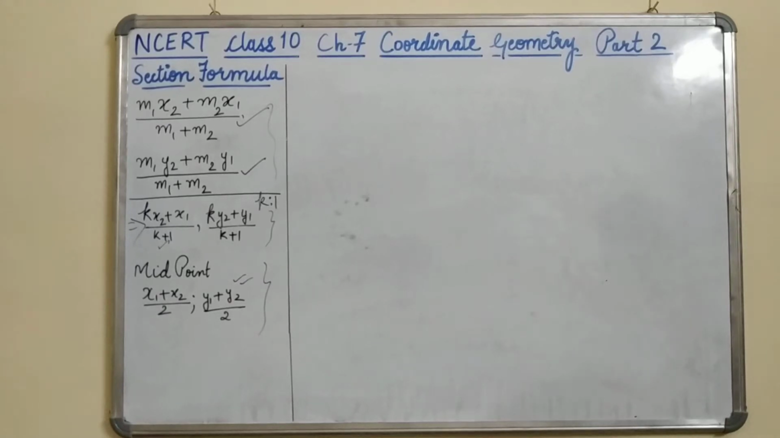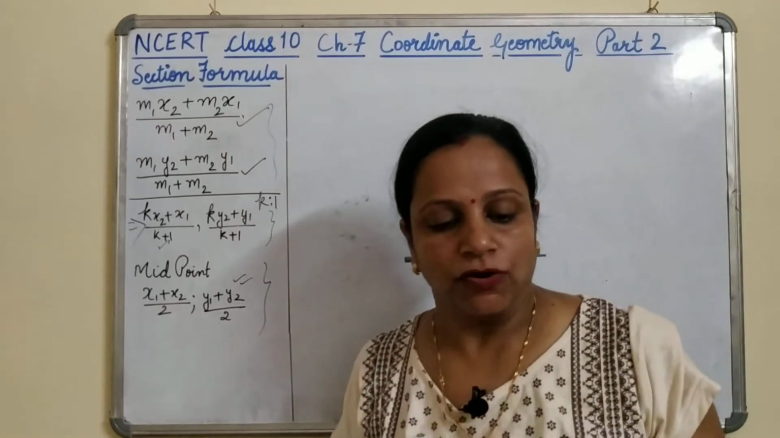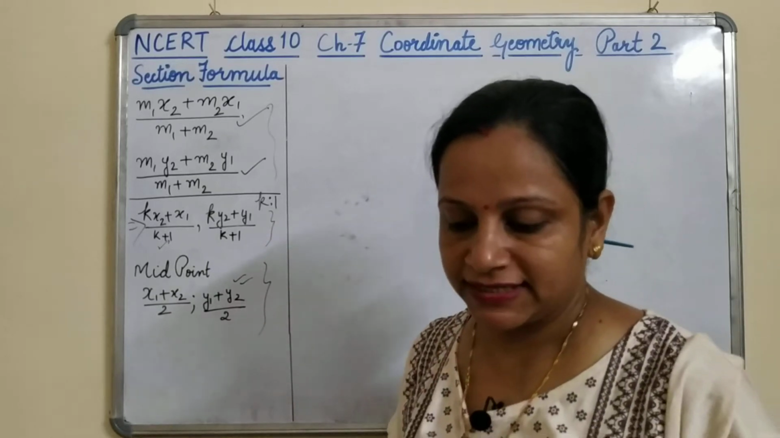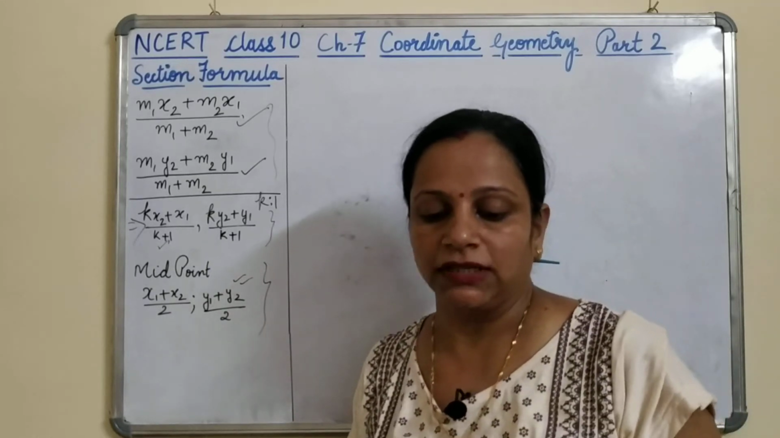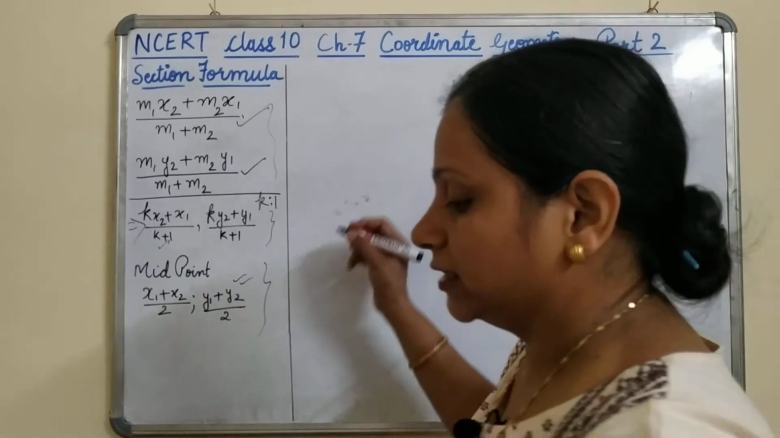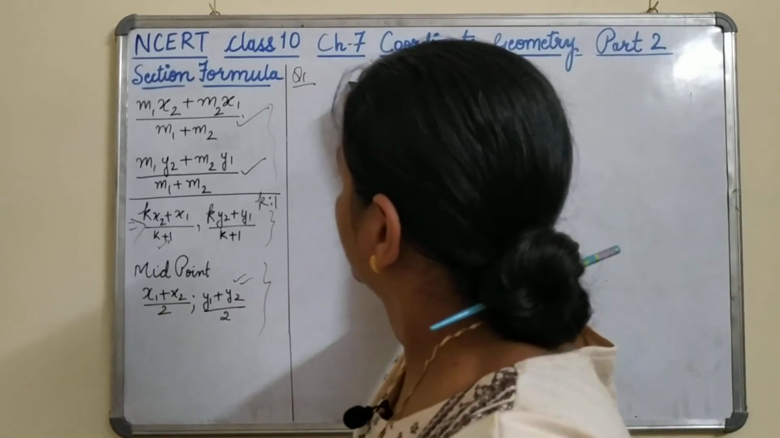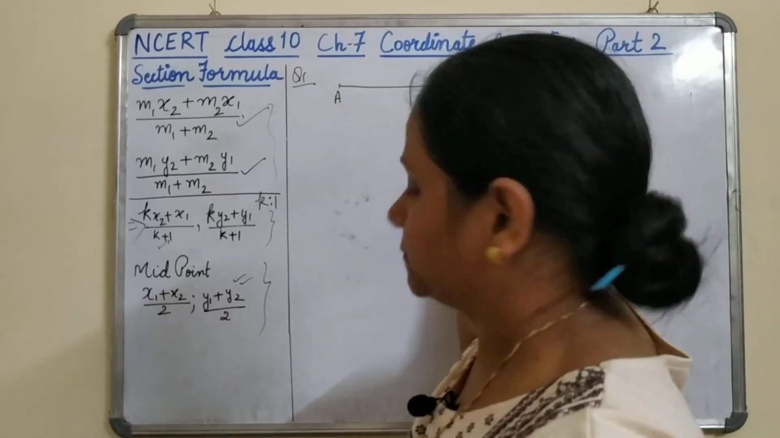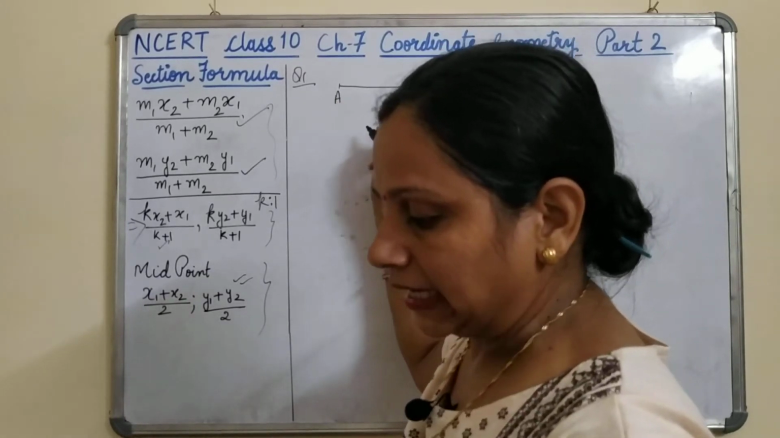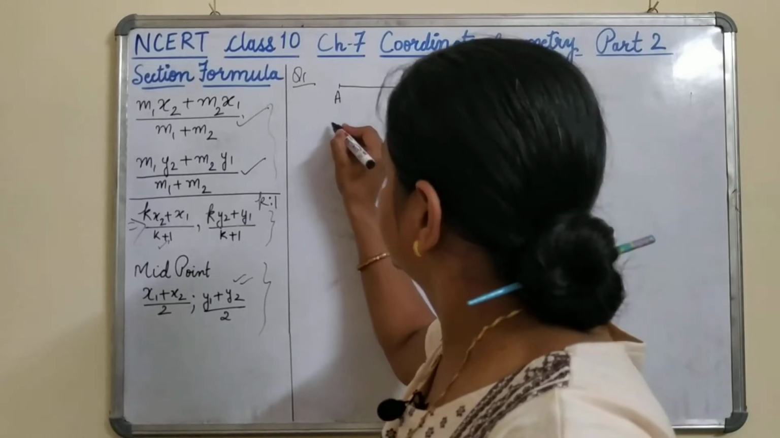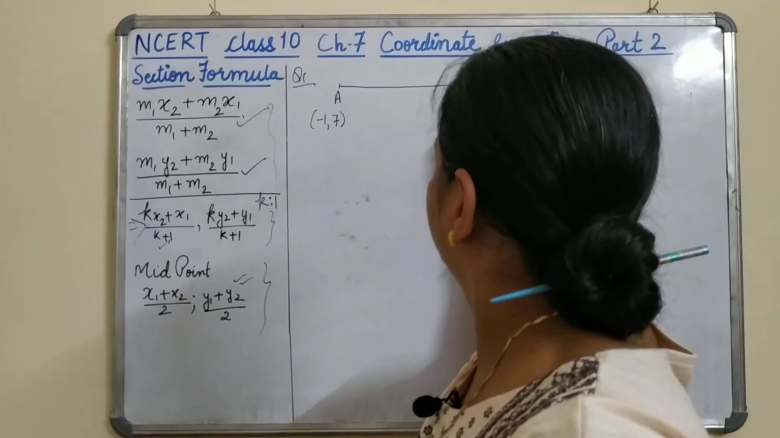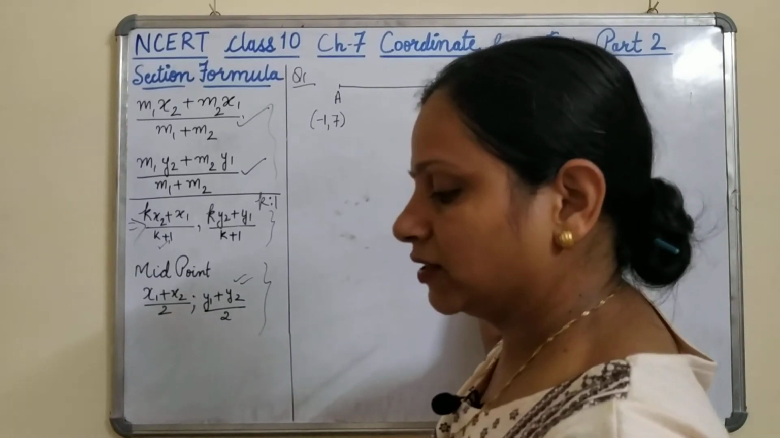Now, question number 1 says, find the coordinates of the point which divides the join of (-1, 7) and (4, -3) in the ratio 2:3. Now in this case, what are we given? We have a line. Let the coordinates be A and B. Then points are (-1, 7), and here we have (4, -3).